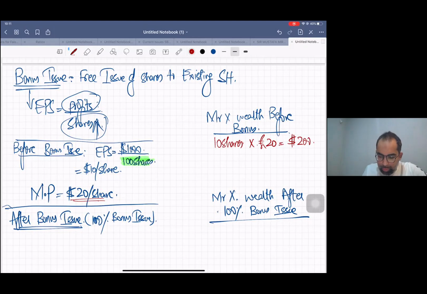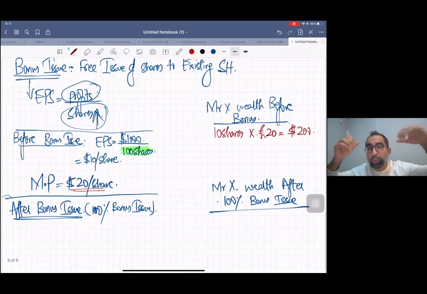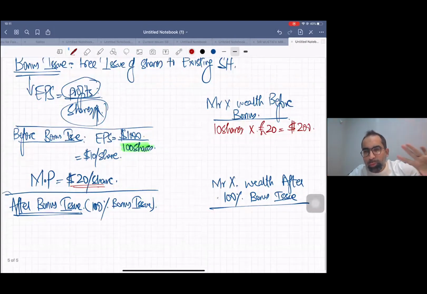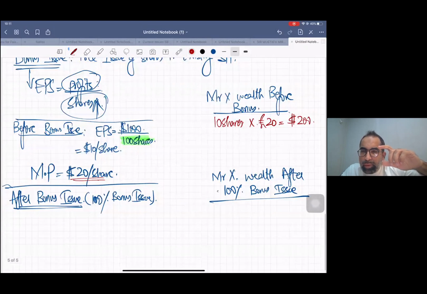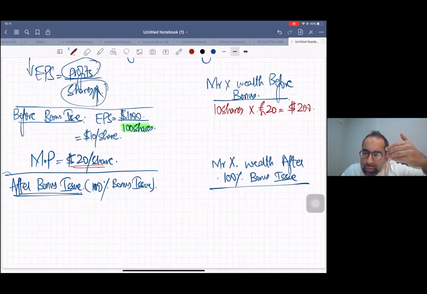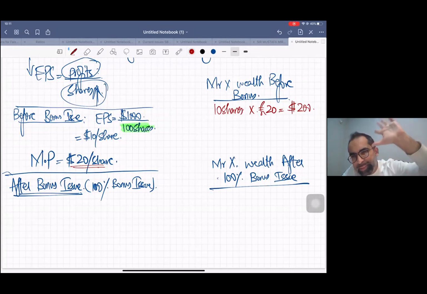My dear student, let us say this company decided to make a 100% bonus issue. You know what a 100% bonus issue is? Whatever shares the company has already issued, the company will issue the same number of shares. The company will distribute the same number of free shares. In the past, at the basic level, you have seen 10%, 20% bonus issues. Now this is a 100% bonus issue.